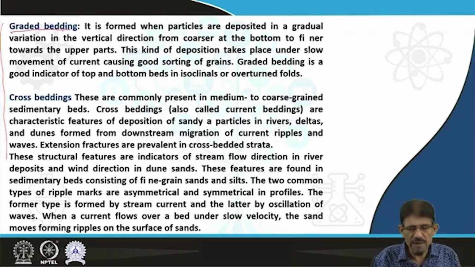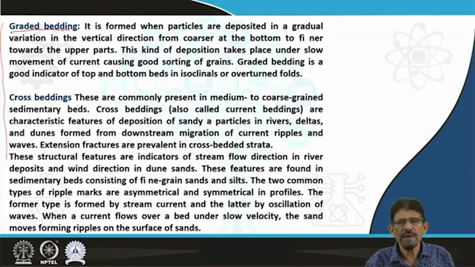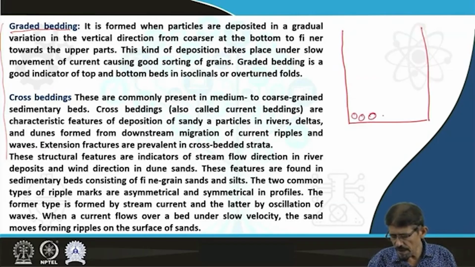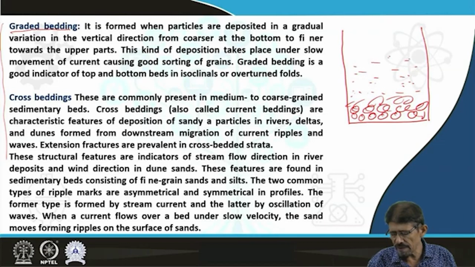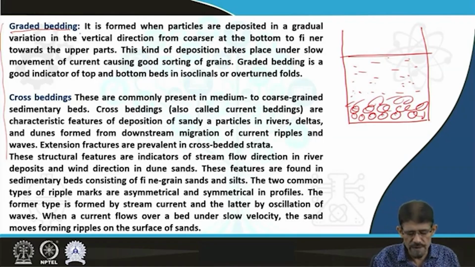Graded bedding, as the name indicates, shows gradation in size and shape of constituents, particularly size. If the lower side of the deposit has coarser grains, then as we move toward the upper side, there is finer and finer and finally very fine grain. This type of appearance present in bedding we recognize as graded bedding.